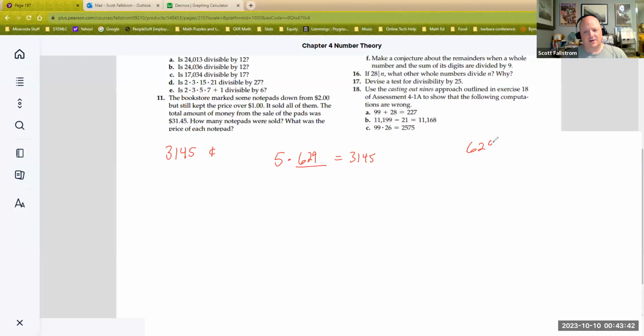So 629. Let's see here. I could add all the digits to check for 3. So 6 plus 2 is 8. 8 plus 9 is 17. Okay, so 3 is out and 9 is out. Look, last digit. So any other evens are out. So 2, 4, 6, all of those are out, right? Let's see here. I guess we could try 11s. So up and up would be 15, down would be 2. The difference is 13, so 11 is out.